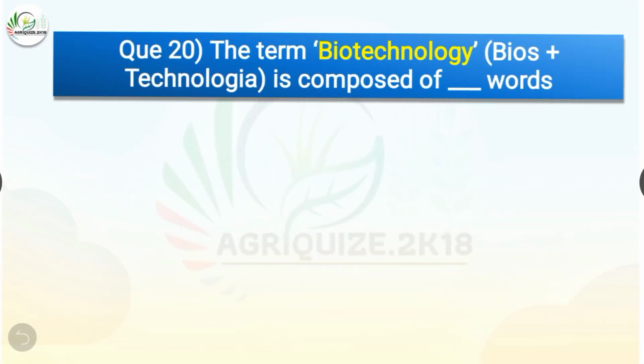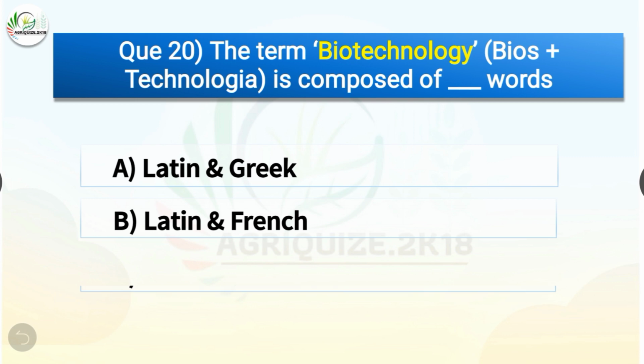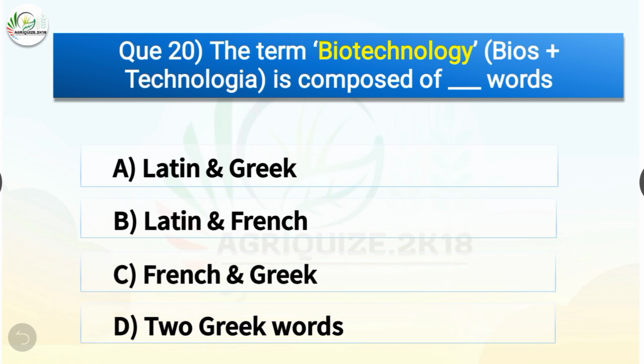Question number 20. The term biotechnology, bios plus technologia, is composed of dash words. The options are Latin and Greek, Latin and French, French and Greek, or two Greek words. The correct answer is option D, two Greek words. So the term biotechnologia is composed of two Greek words.